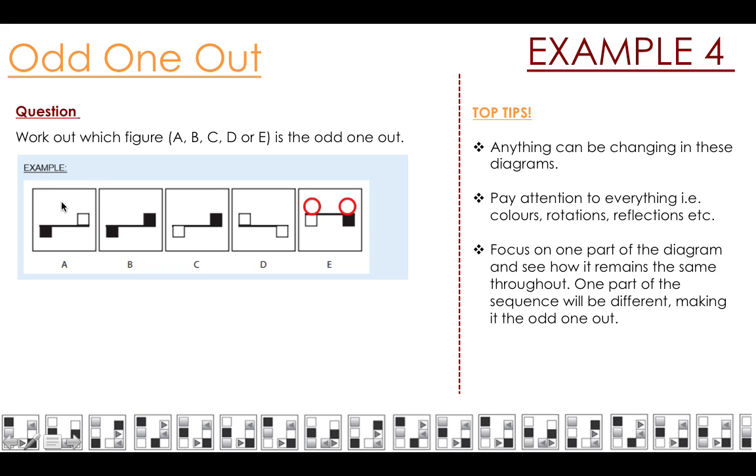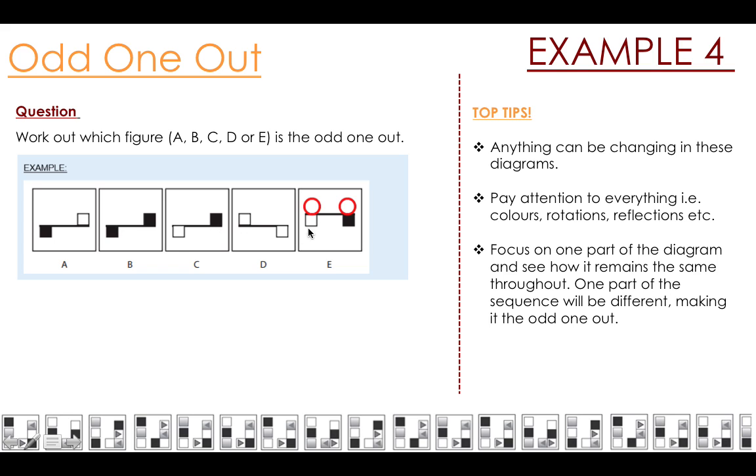So let's take diagram A. So here we have a black square positioned underneath the black horizontal line and a white square balanced on top of the line. So let's look at diagram B. So this is the same apart from the square on top is a different colour. So it could be that the colours are changing. But let's move on to diagram C and see if this is correct. So as you can see that the colours are still changing, so it can't be the colours now because they are still changing in each of these diagrams.